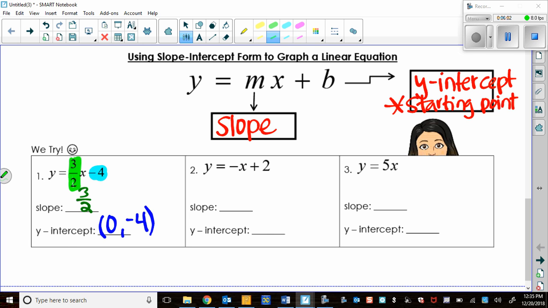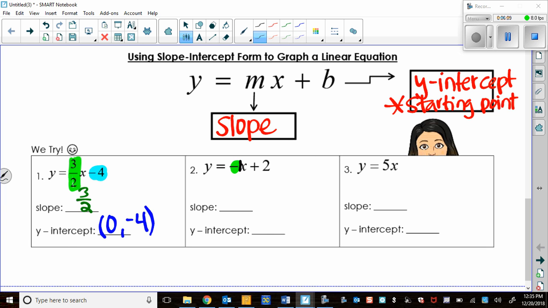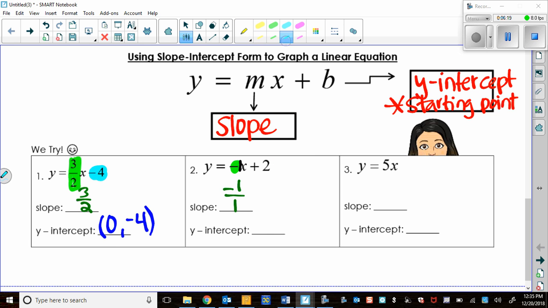I have a negative in front of the variable. Well, this is really actually a -1. Right here is a -1. So my slope is -1/1. Okay. My y-intercept, get my highlighter. My y-intercept is this number right here. And I'm going to write 0, 2.